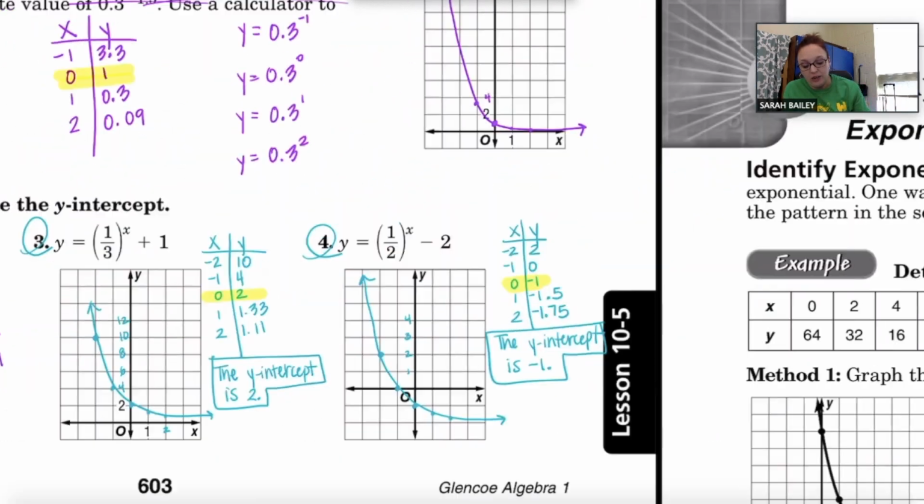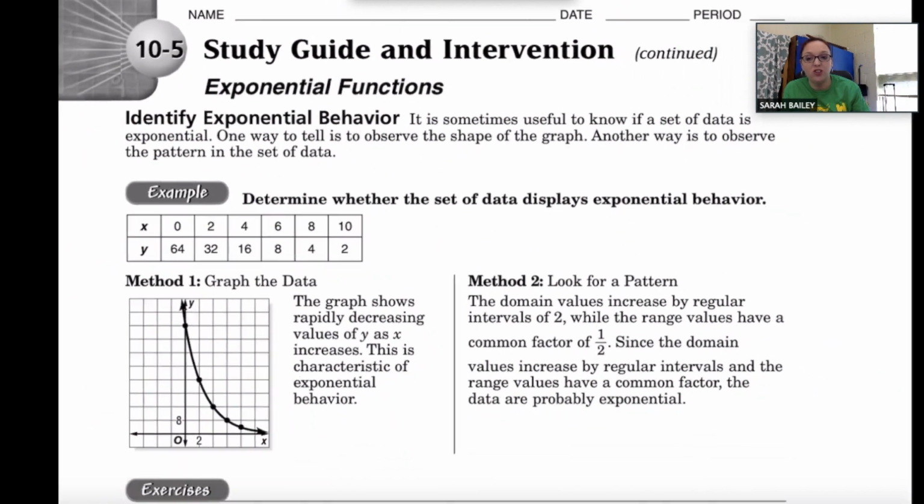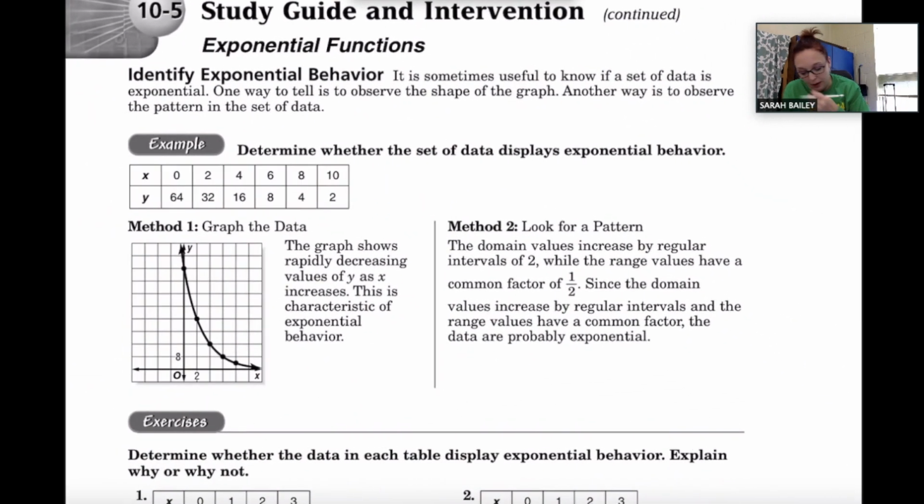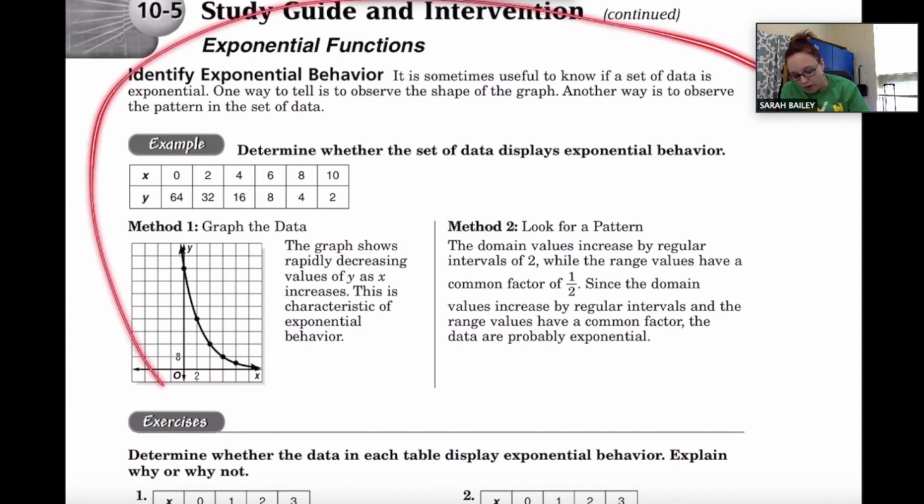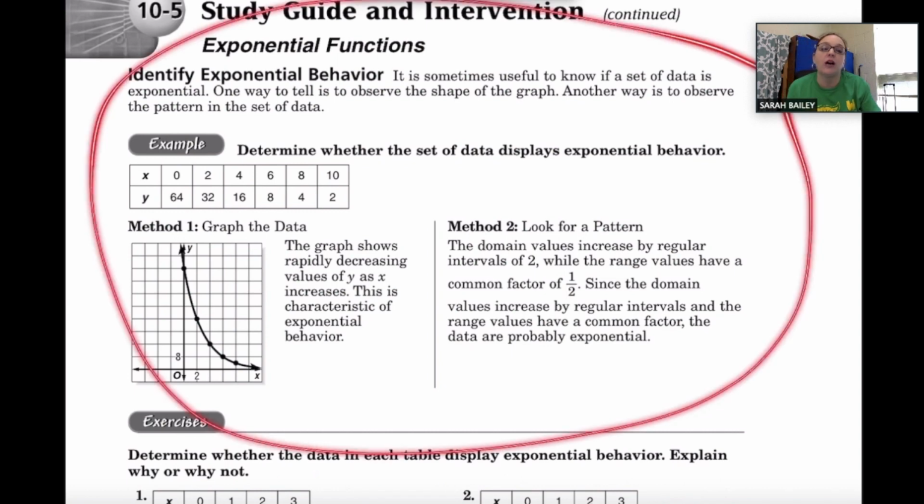Great. All right, so we're not finished with our introduction to functions. So if you go to the next page, we have some more information about how to identify whether a function is displaying exponential behavior given a table. So let's pause the video and read over this information now.